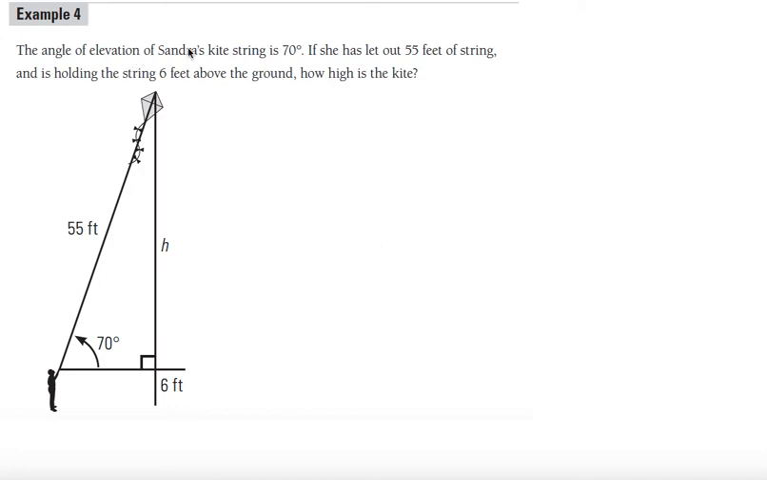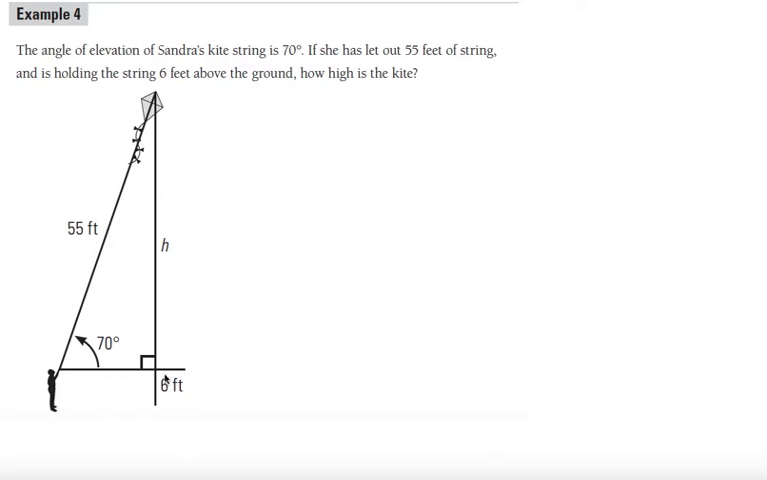Okay, the angle of elevation of Sandra's kite string is 70 degrees. So angle of elevation means what is the angle off of the horizontal. So we're assuming that Sandra is holding the kite about at her head, and so our horizontal is at her head height. The angle from that horizontal is 70 degrees. Now she let out 55 feet of string, so from her head, well, her hand, whatever, to the kite is 55 feet, and we want to know how high it is above the ground.